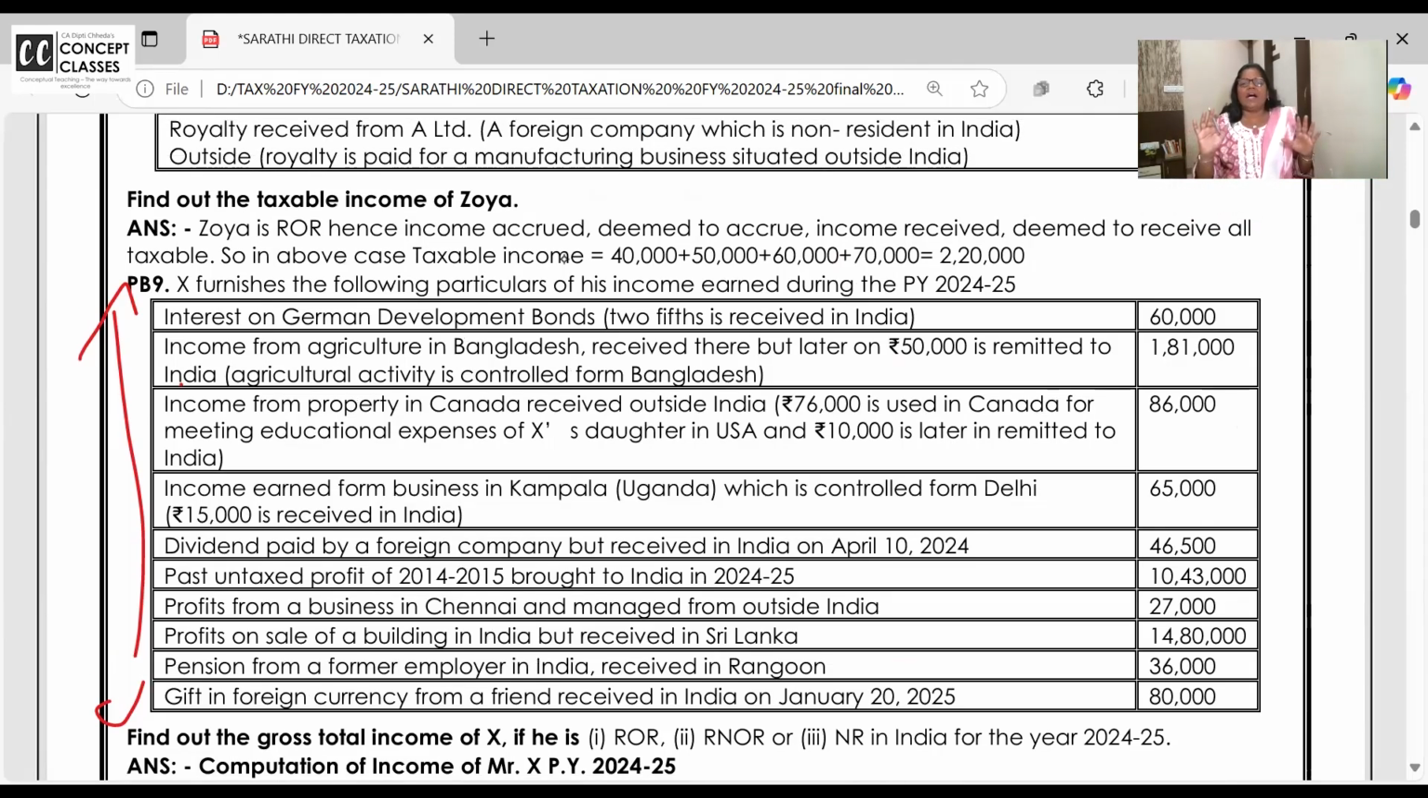Don't look at the answer if you really want to get things directly synced in your head. X furnishes the following particulars. Interest on German development bonds. Can we read the problem and do our analysis? That will make our concept stronger. Again, while working out, I'll give you the explanation.